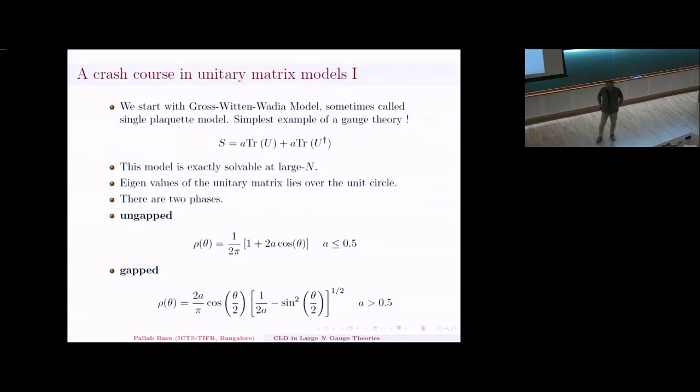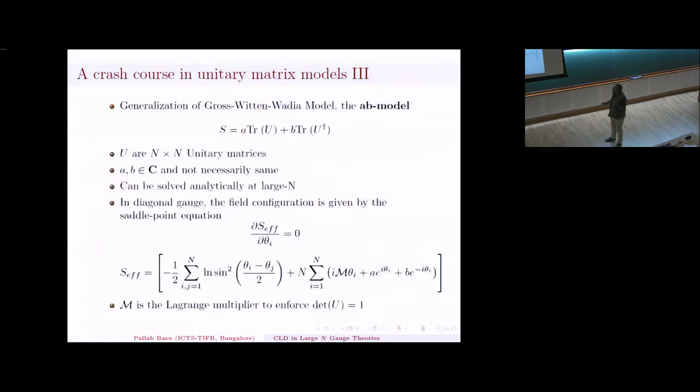But you can make a little modification to this action and make it complex. One simplistic modification is the AB model. So just change A to B. The coefficient of trace U and trace U dagger is different now, so A is not equal to B. So this is a complex action. And the question arises: can we study this action?